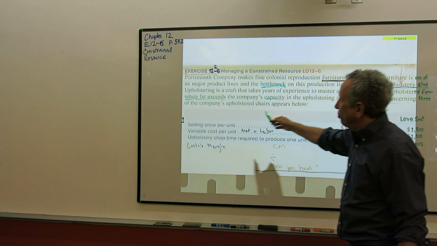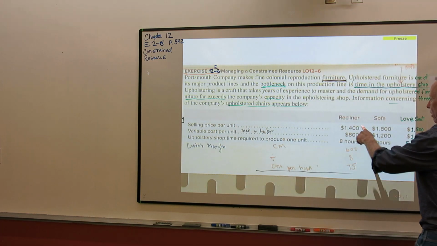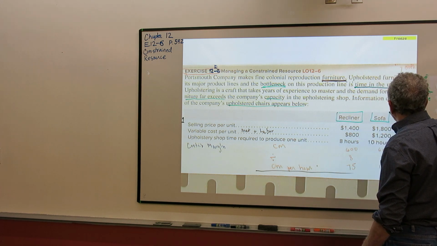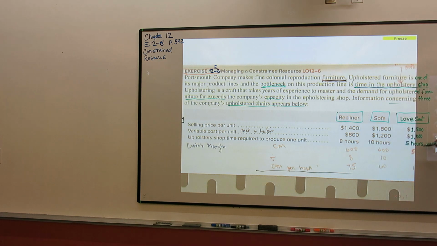Information concerning 3 of the company's upholstered chairs appears below. They got a recliner, a sofa, and a love seat. This is the stuff that we got cut off here again. And it says the selling price per unit is $1,400, $1,800, and $1,500.